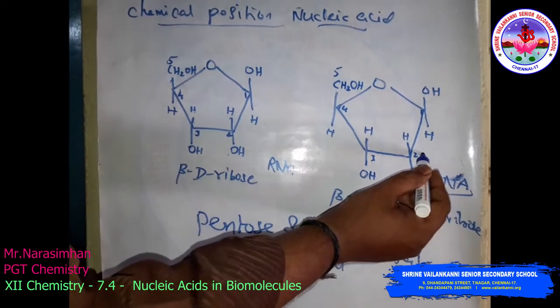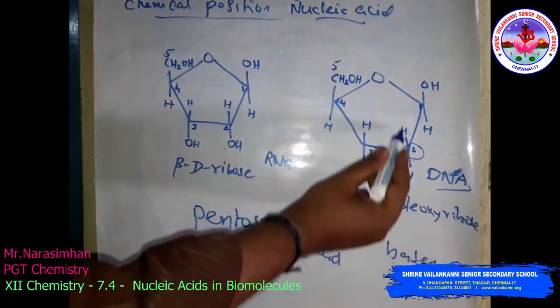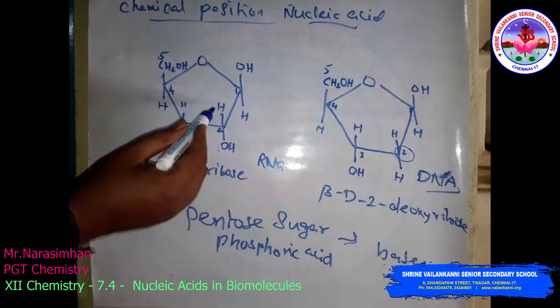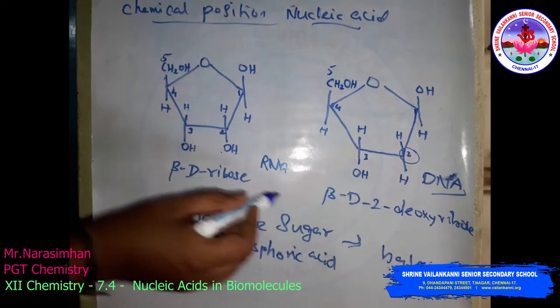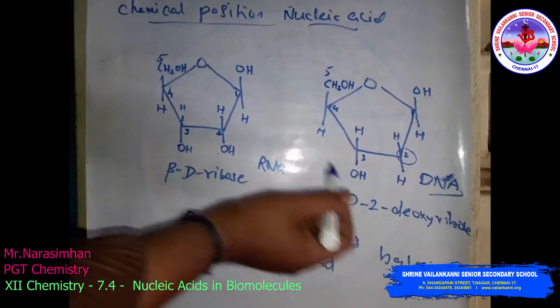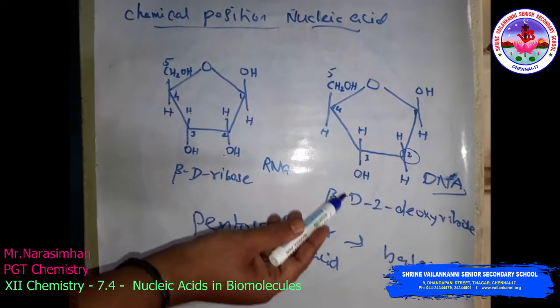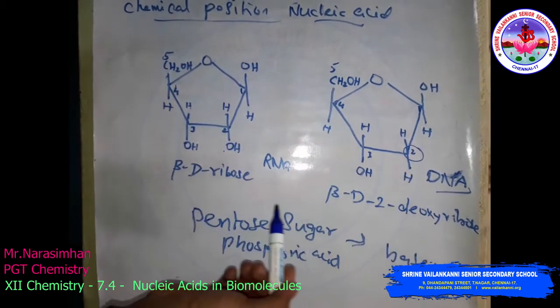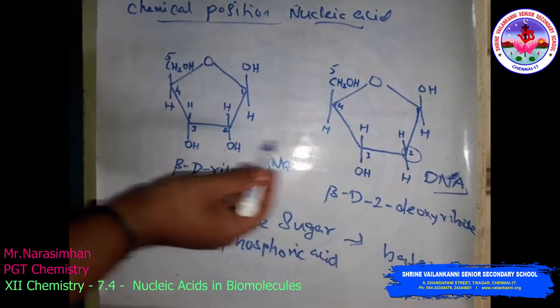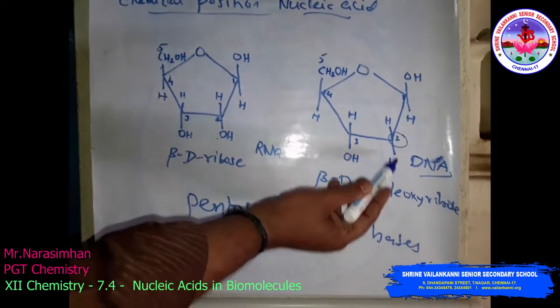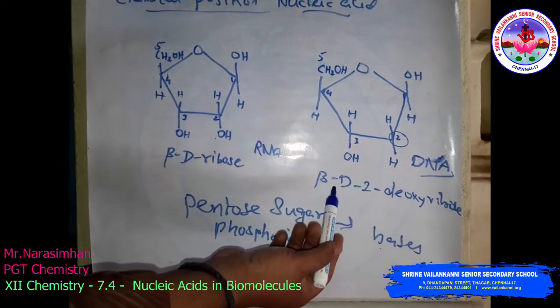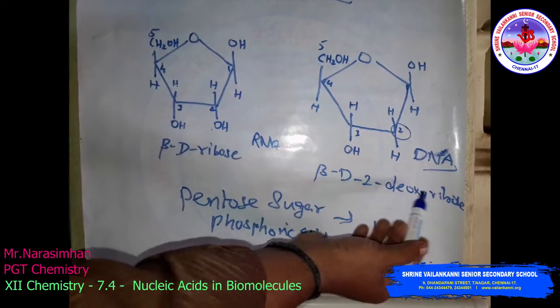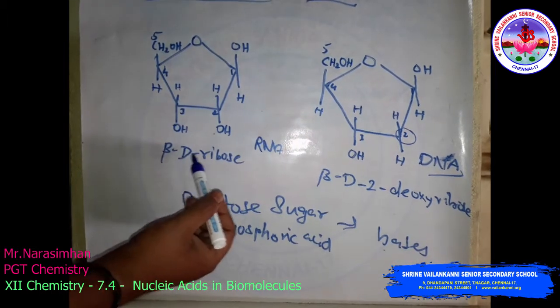The position 2 indicates what? Here two hydrogens are present, but in the other, a hydrogen and a hydroxyl group are present, so they are different. The other parts of the molecules are the same. RNA and DNA differ only in the OH group instead of the hydrogen at the second carbon atom. That is why this is beta-D-2-deoxyribose, and this is beta-D-ribose.